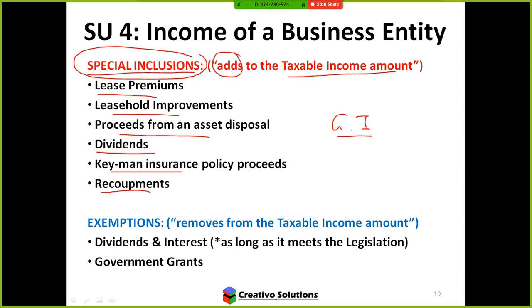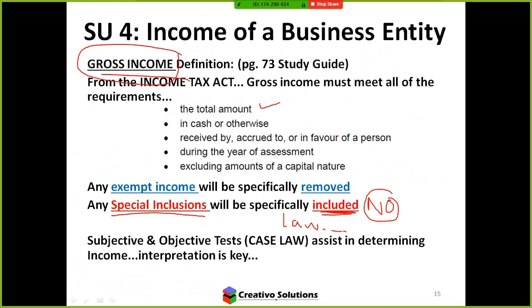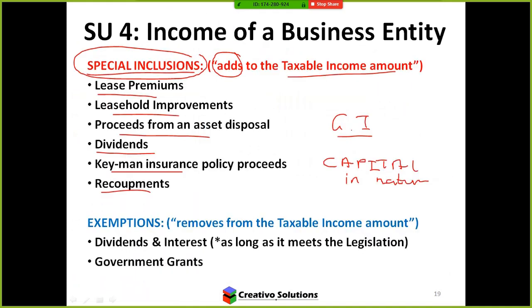Most of them fall flat because of this capital. It's capital in nature for most of them. So if you go back to the definition, you can see this one, this one, this one, this one, but most of the time, the last one is excluded, excluding amounts of capital nature. If you look at a lease, what is the lease for? It's for a building. The lease for the building could be seen as capital in nature, and that's why it's excluded, but it's specifically included based on the legislation.